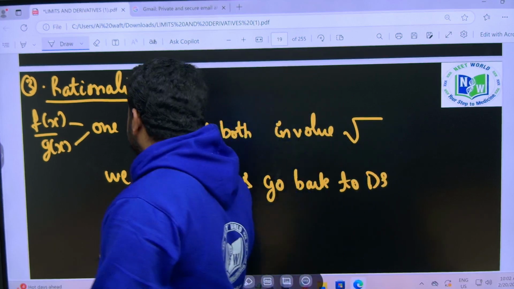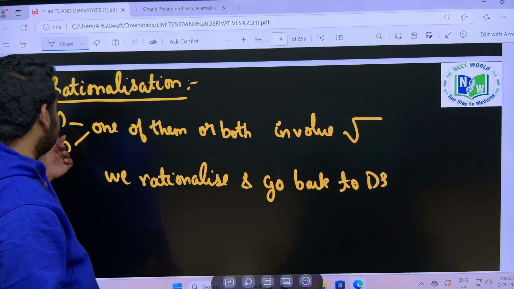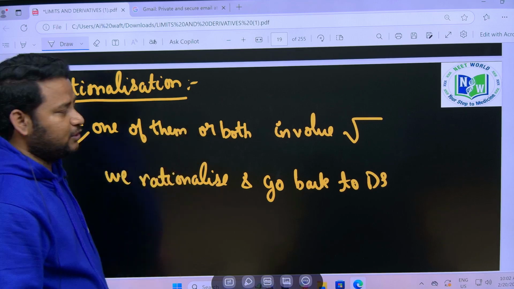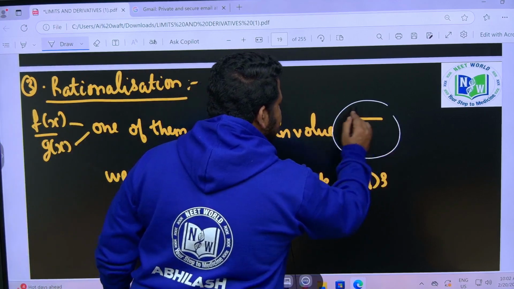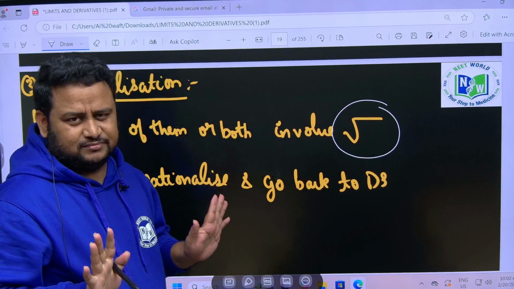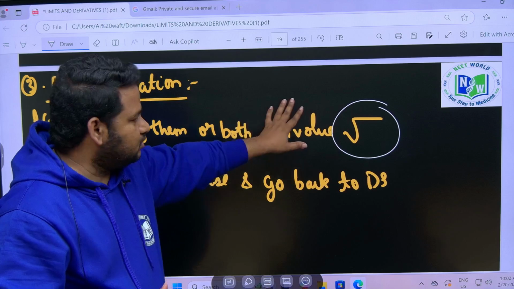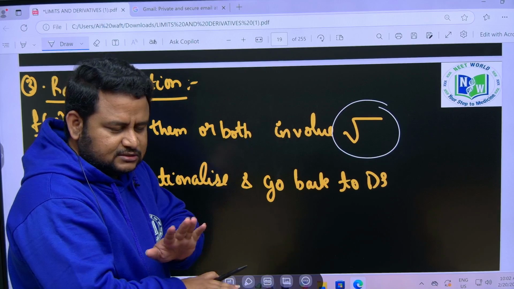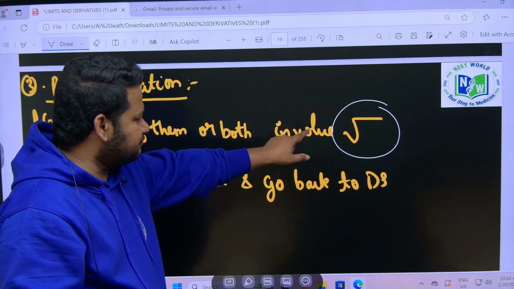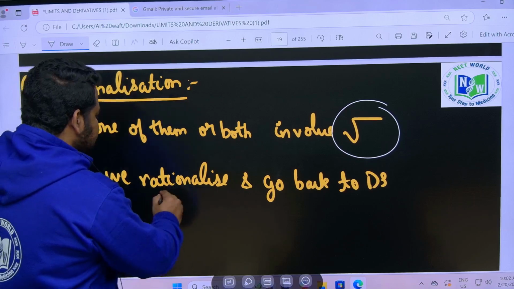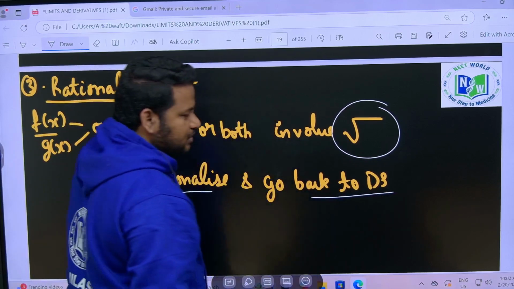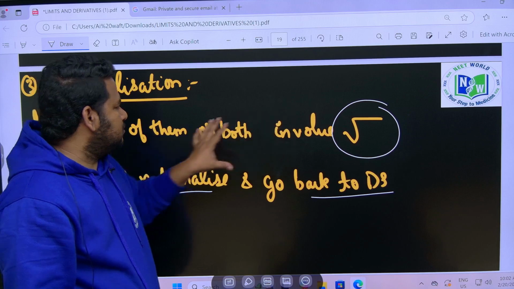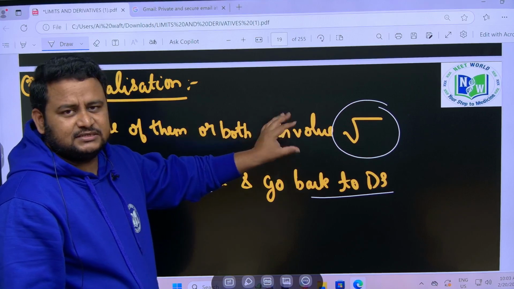So now when I talk about rationalization, f of x by g of x is given, and one of them or both of them involve a square root. Whenever you see a square root in a question, you should go for rationalization. No second thoughts about it. We rationalize and then go back to direct substitution. Like I told you, the final step will be direct substitution. First we use rationalization, when we see a square root in the question.